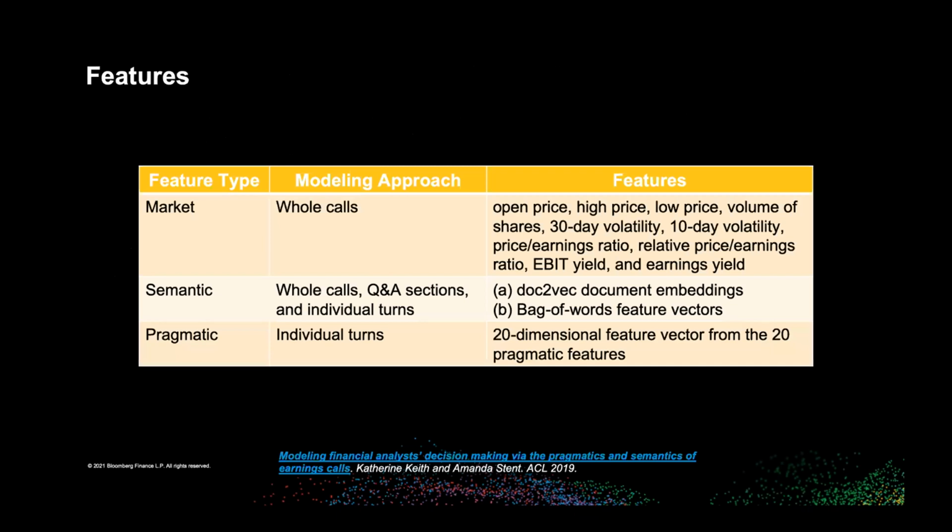So this is just a description of the features. The market features are the price, the volatility, the PE ratio, and other financial analytics. Semantic features are very broad-based lexical features and modern-style document embeddings. And pragmatic features are data about individual turns.